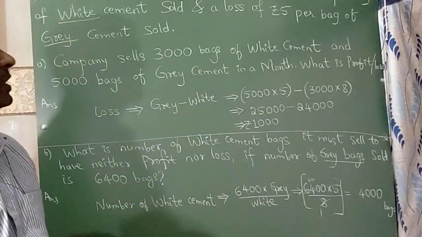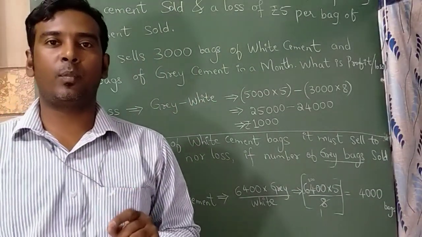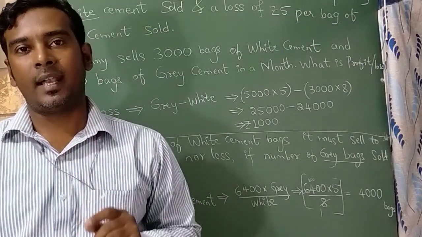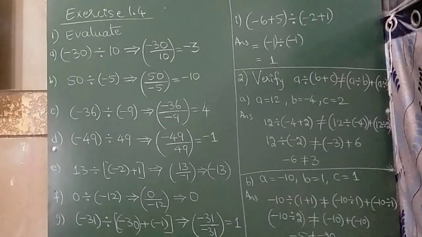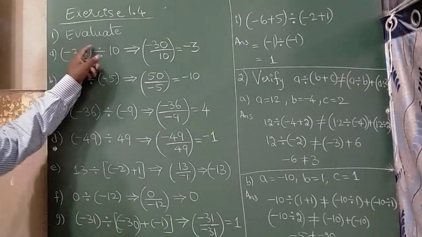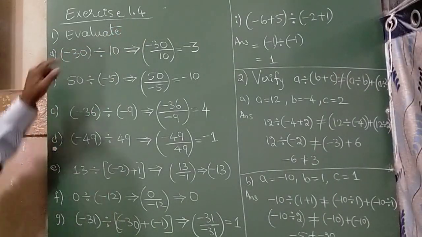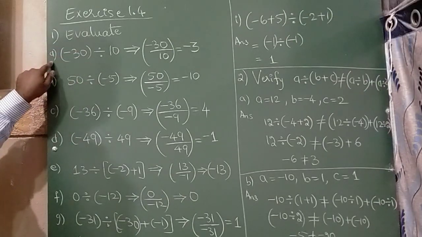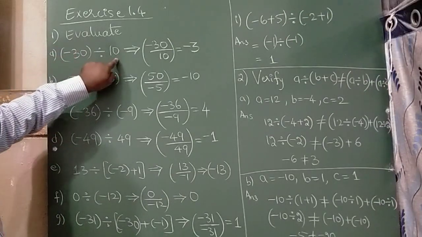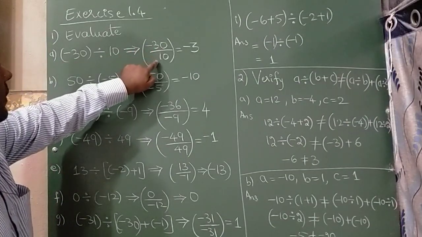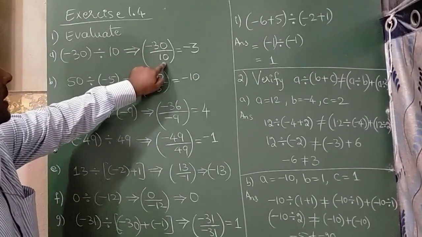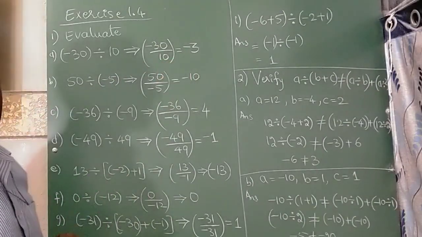Fine. This completes your entire exercise 1.2. Let's move on to the next exercise. Exercise 1.4. So evaluate, first question is minus 30 divided by 10. So how do we write this? Minus 30 divided by 10. 0 0 get cancelled. The answer is minus 3.